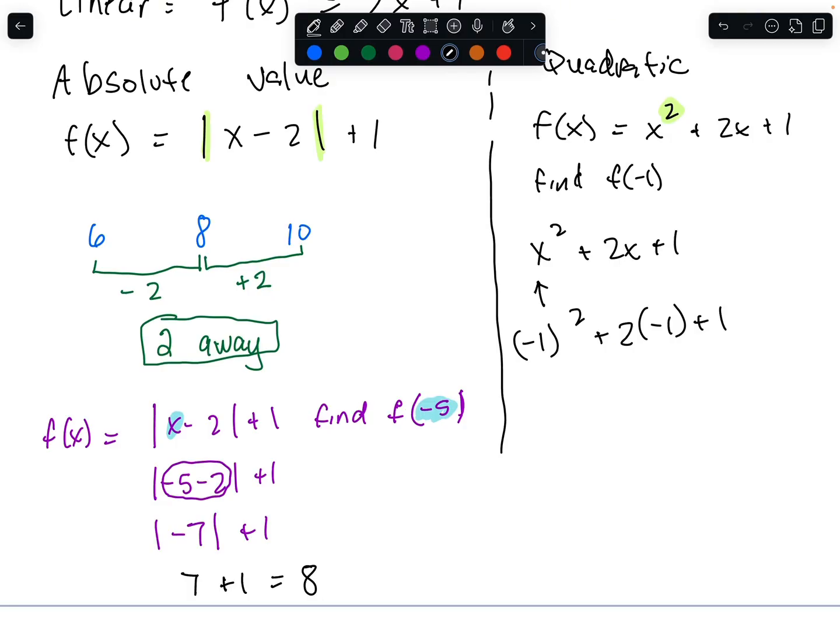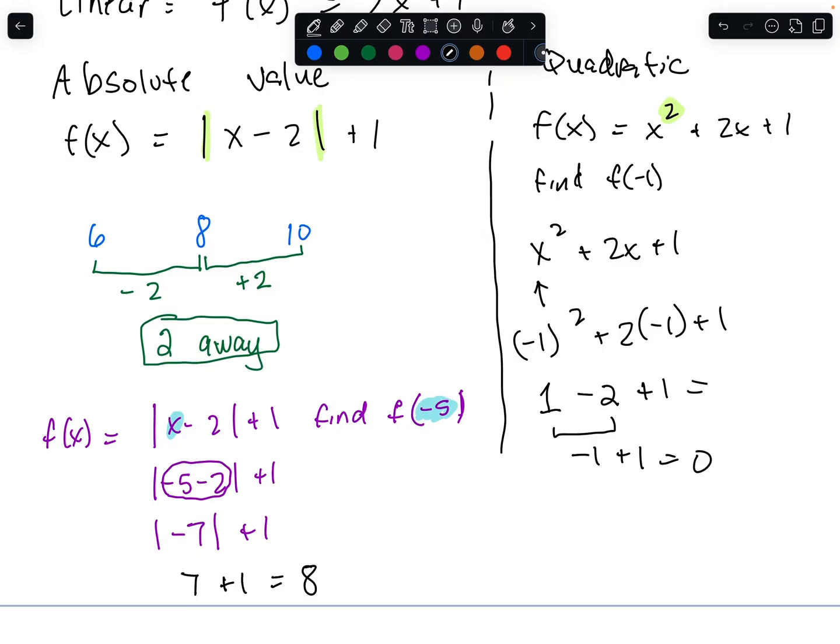When something is squared, that means you multiply it times itself. -1 times -1 is +1. 2 times -1 is -2. So actually, I don't want this plus sign here. And then I have this +1 on the end. Well, 1 minus 2 is -1, plus 1, answer 0.